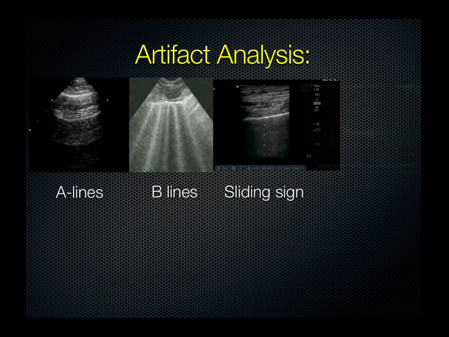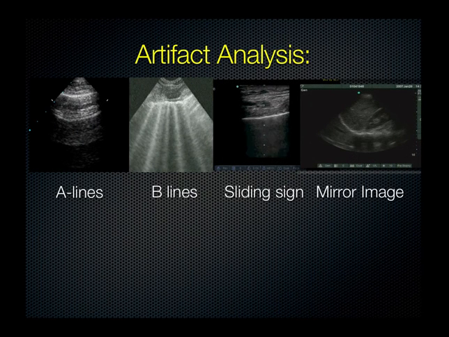So again, we're going back to our artifact analysis. We have A lines and B lines, sliding sign and mirror images. When we follow these throughout the lung examination, we can extrapolate what may be going on underneath. What's really important to note is where these artifacts are located, because it will tell you a lot about the underlying pathology.